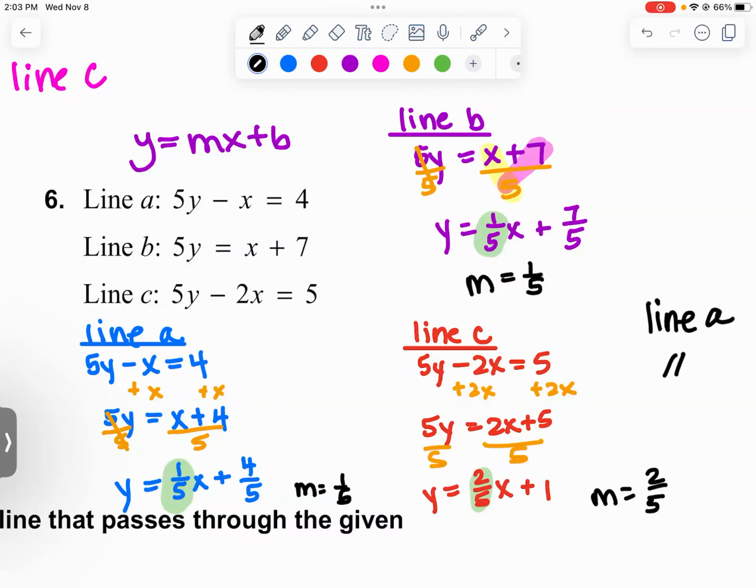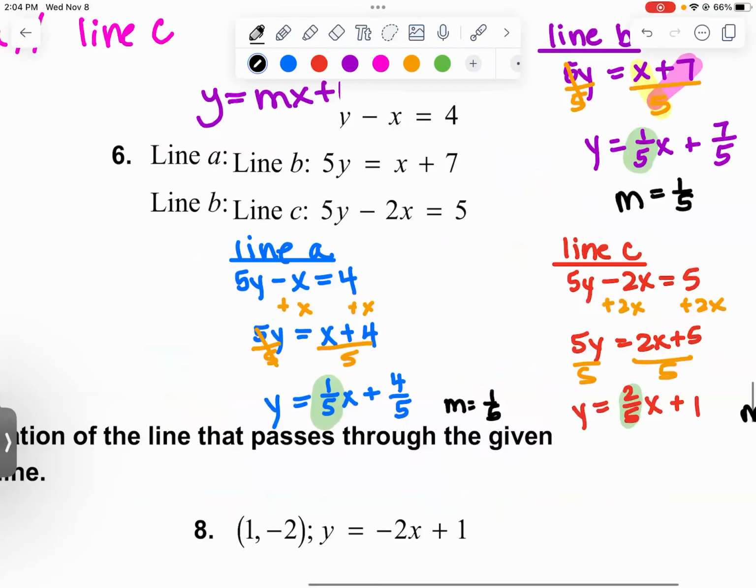Line A is parallel to line B because they have the same slopes. Now, in my opinion, we really haven't done anything other than, oh, these two slopes are the same, so they're parallel. Everything we've done so far and everything we'll continue to do is something that we've done, finding slope, solving for y. We're just applying it in a different way, okay?